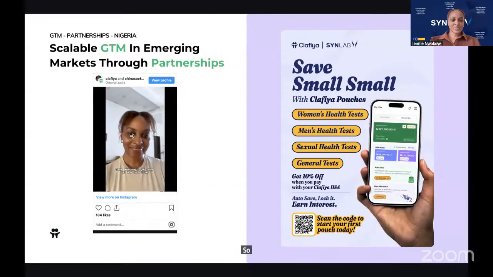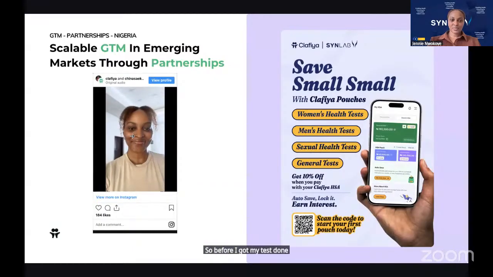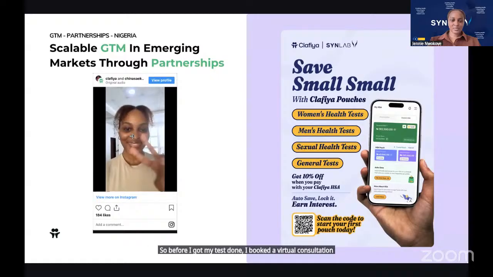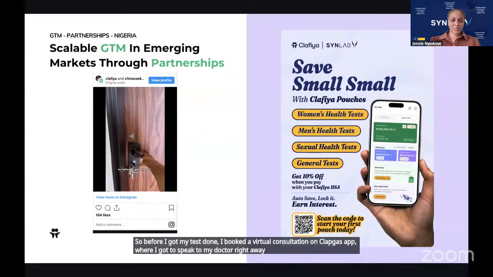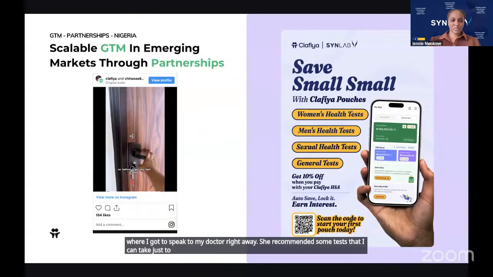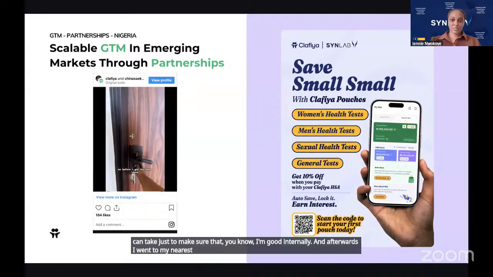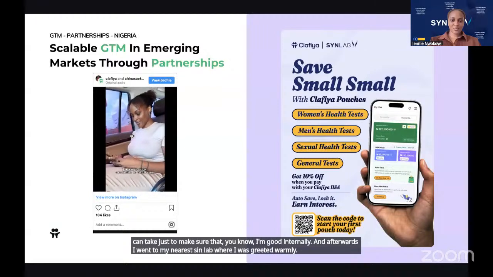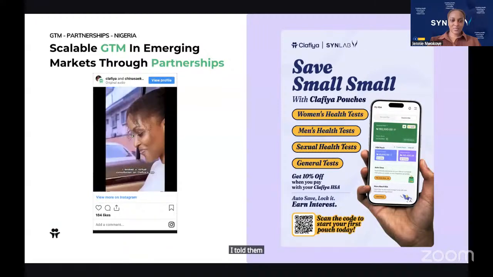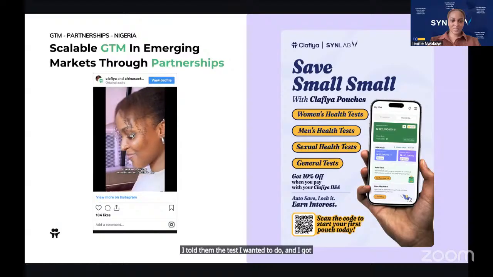So before I got my test done, I booked a virtual consultation on Clavia's app where I got to speak to my doctor right away. She recommended some tests that I can take just to make sure that I'm good internally. And afterwards, I went to my nearest SynLab laboratory location where I was greeted warmly. I told them the test I wanted to do, and I got to pay through my Clavia HSA.